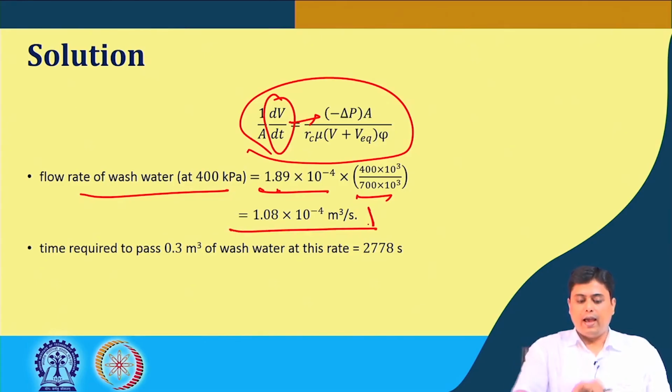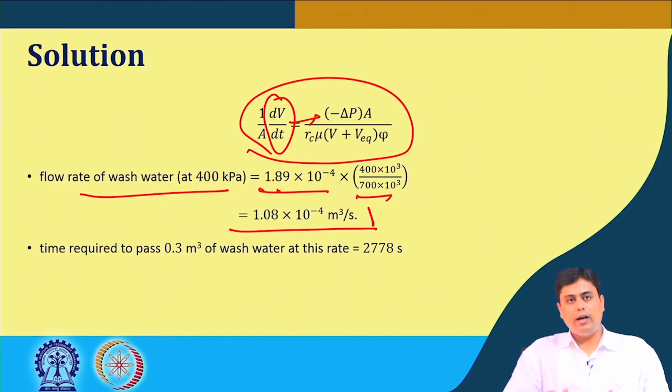So, now we have the wash rate at 400 kilopascal, which is 1.08 multiplied by 10 to the power minus 4 meter cube per second. Which means we are washing 1.08 multiplied by 10 to the power minus 4 meter cube of wash water per second.